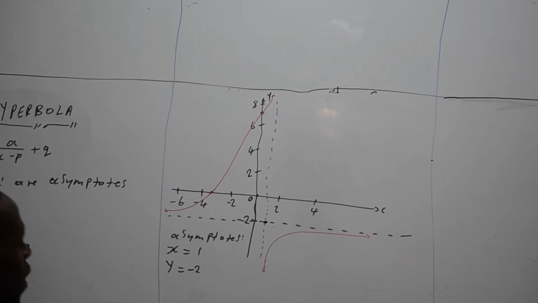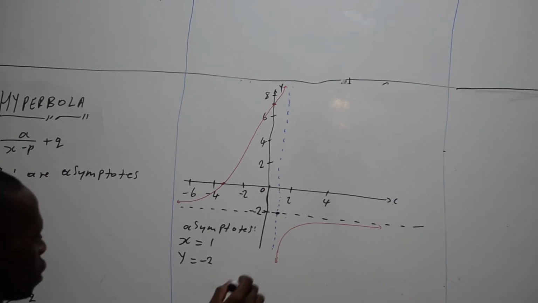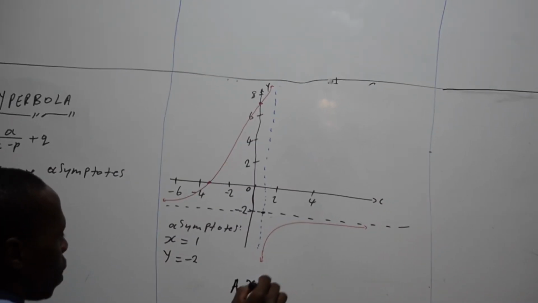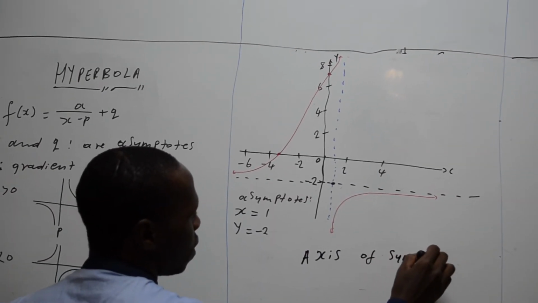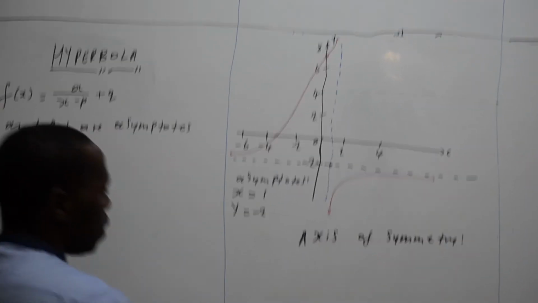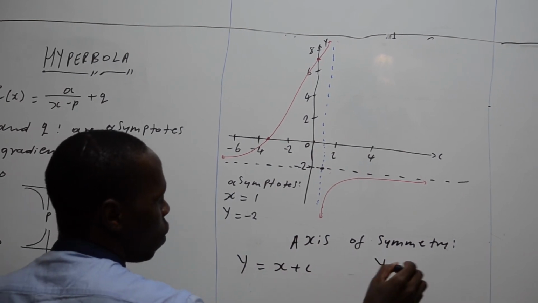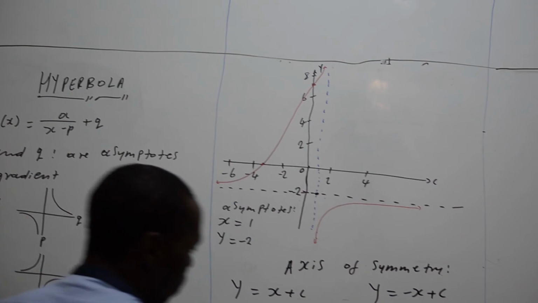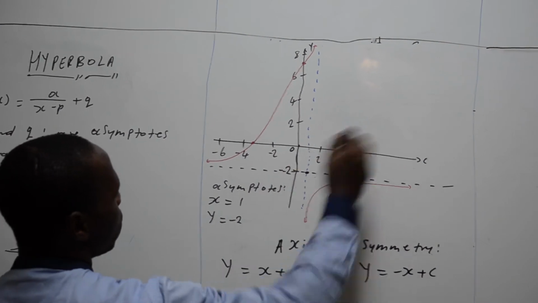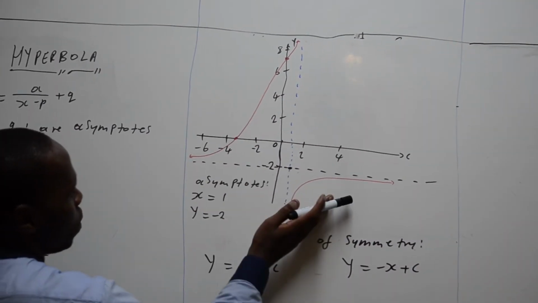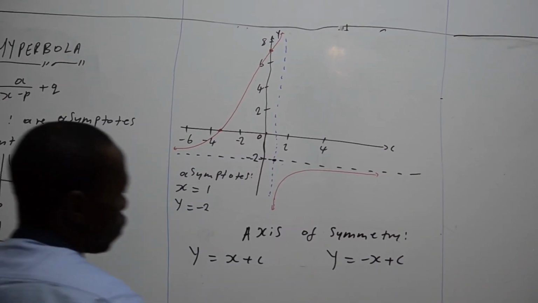Okay, so that is how we sketch this hyperbola. But a hyperbola has two axes of symmetry. They like to ask this. It's part of sketching now. The axes of symmetry are y equal to x plus c and y equal to minus x plus c. So if you cut the graph of the hyperbola, we have to make sure we cut from the asymptote. If we cut it, this side will be equal to this one. Or we can cut the midline, but don't go away from the asymptote point.